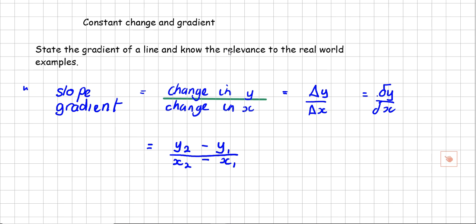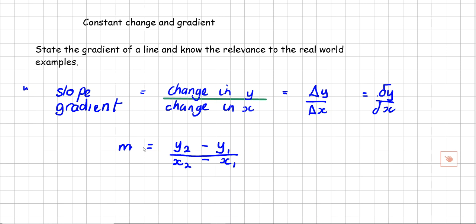Now we do have a letter to represent gradient, and I will use the letter M. Sometimes it's A, but M is commonly used, right? And you may have heard y equals mx plus c for a straight line. So we're looking for how we work out the slope or the gradient of a line, but we need to remember what that actually means, and that means how much something is changing.